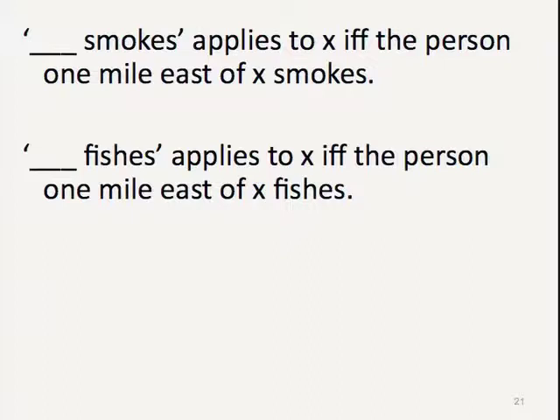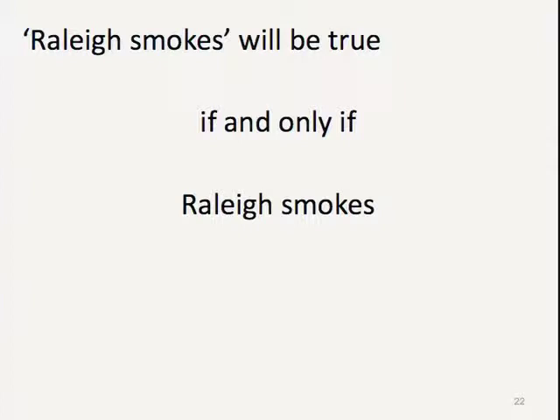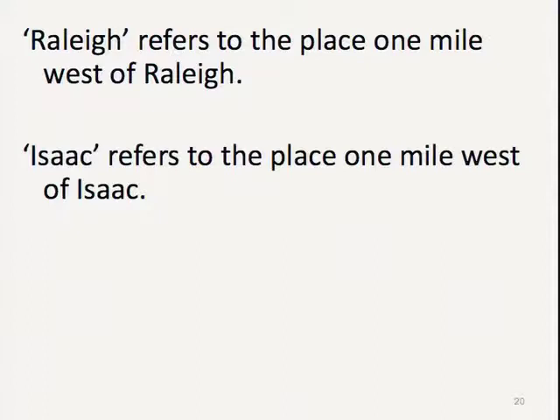Isaac is referring to this place one mile west of Isaac, and the predicate is going to apply to that place just in case the thing one mile east of it fishes, so you get shunted back to good old Isaac to see whether that's Isaac fishes, to find out whether the predicate applies to that place. Right. So Isaac fishes will be true if and only if Isaac fishes. So this theory has got different axioms to the first theory, but the same SP pairings get cranked out.